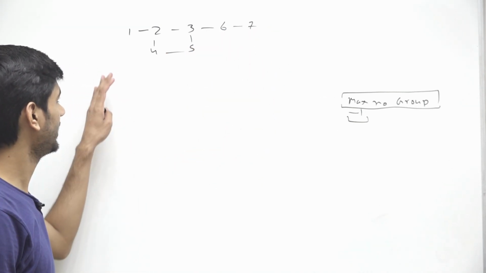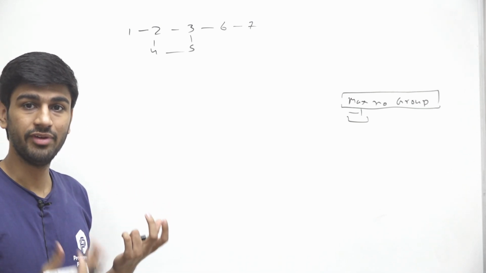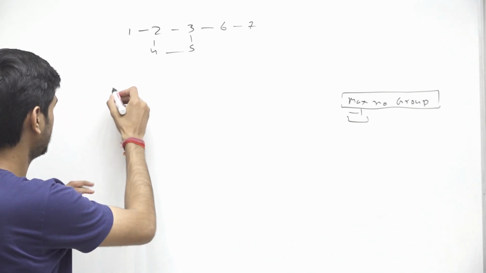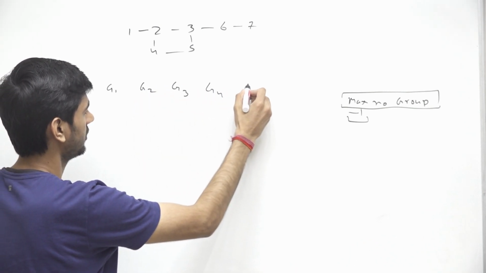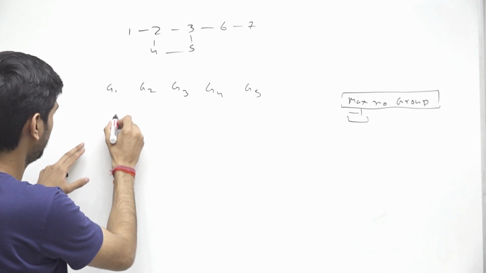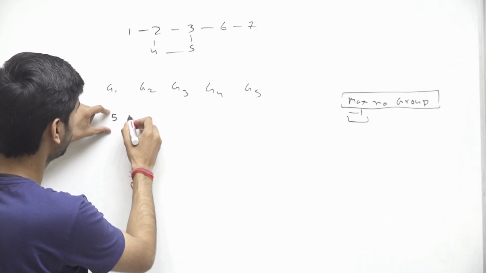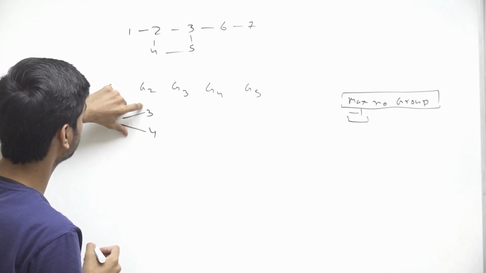Okay, so let's say that we are given this graph. Now there can be multiple ways in which we can divide this graph. For example, let's have groups G1, G2, G3, G4 and G5. If we start from, let's say, 5, then we can place 5. Now all the adjacents of 5 should come in this group, 3 and 4. Now all the adjacents of 3 and 4 should come in the next group.